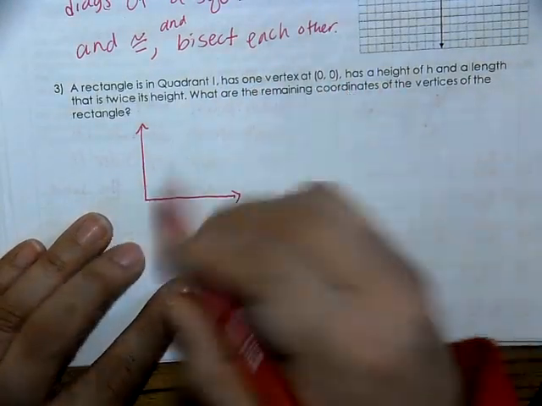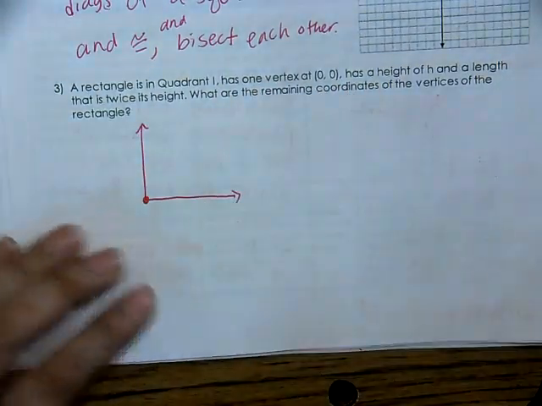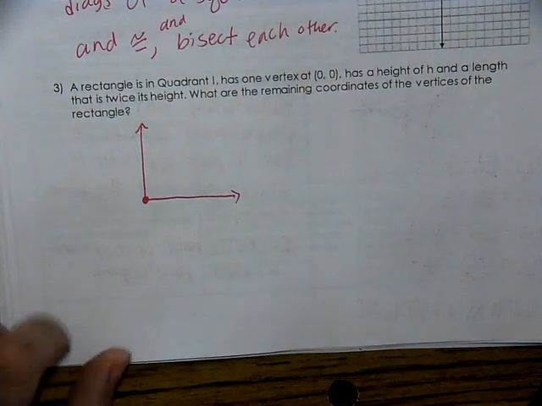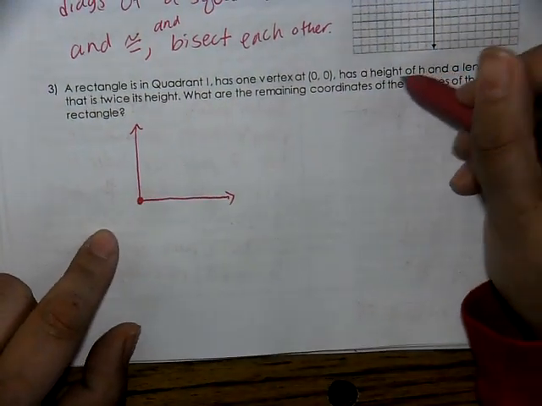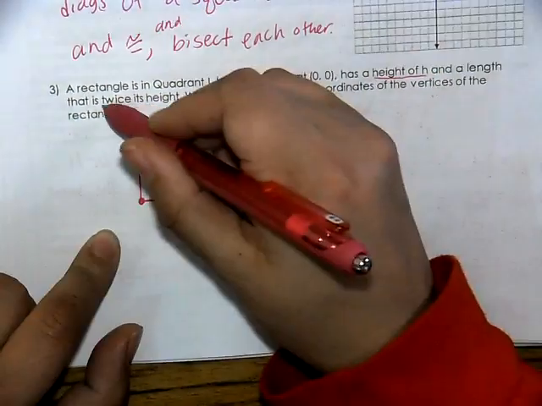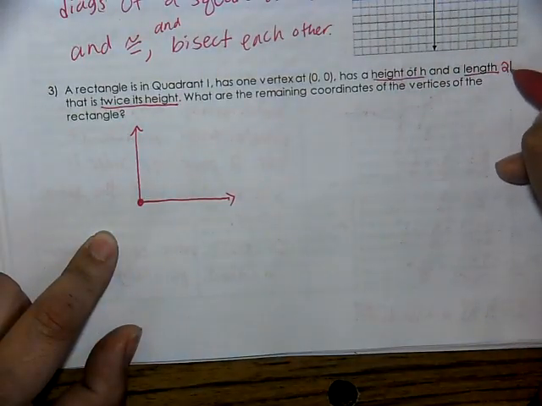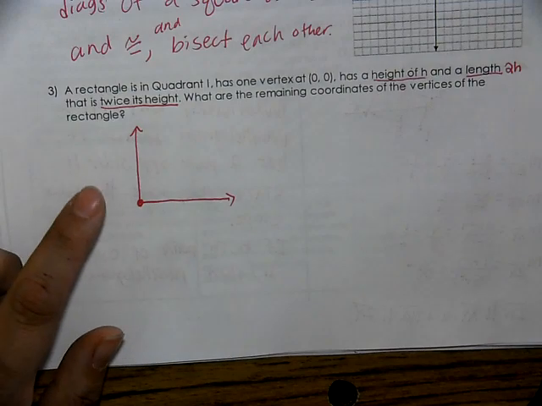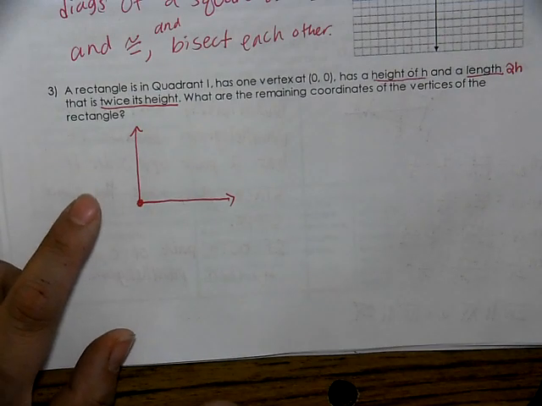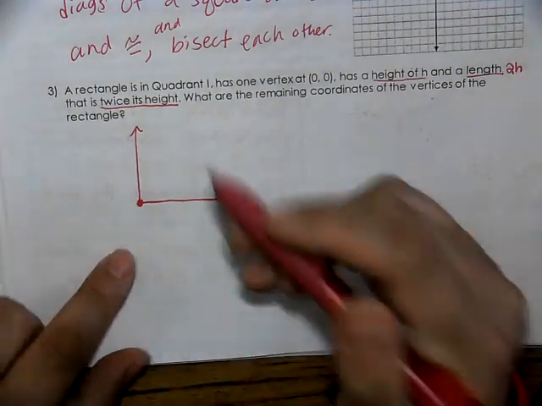It says it has one vertex at 0, 0. All right, great. That's an easy one. That's one vertex. It has a height of h and a length that is twice its height. Okay, so if the height is h, that means the length would be 2h. And then we want to figure out the coordinates of the vertices of the rectangle. So let's try to draw this now.